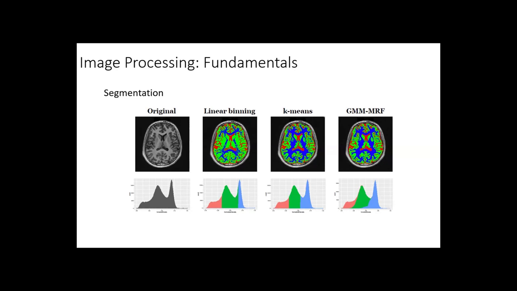So the classical method we are currently using is to add a Markov random field. This is kind of a spatial prior.